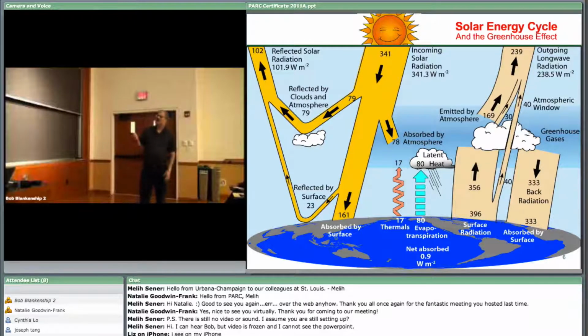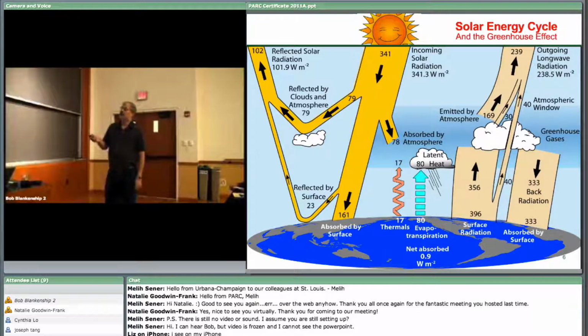Some of that is captured by the atmosphere, and that gives rise to the so-called greenhouse effect that causes the Earth to trap a lot of energy, and that is one of the things that carbon dioxide has been implicated in.